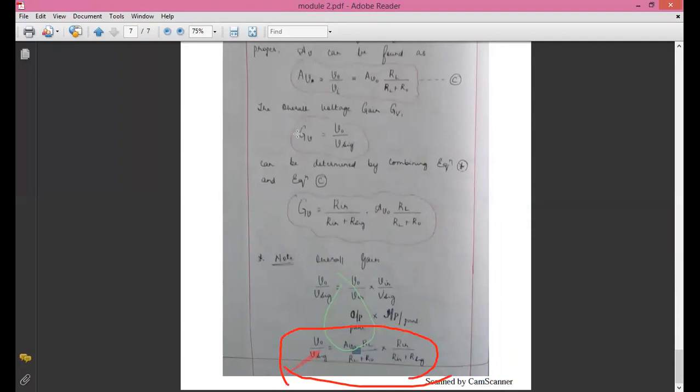Understood clearly? Yes, sir. GV means what? It is the product of how many ports' gain? See, these things you have to understand very clearly. GV is the product of two port gains. Which are the two ports? Output and input. Output port gain. Output port gain is given by what?